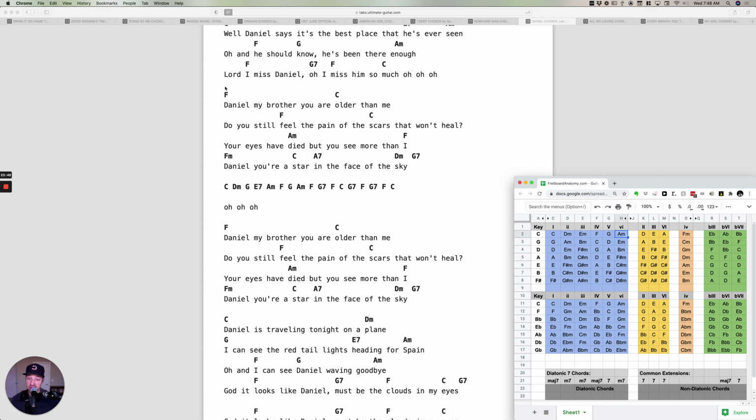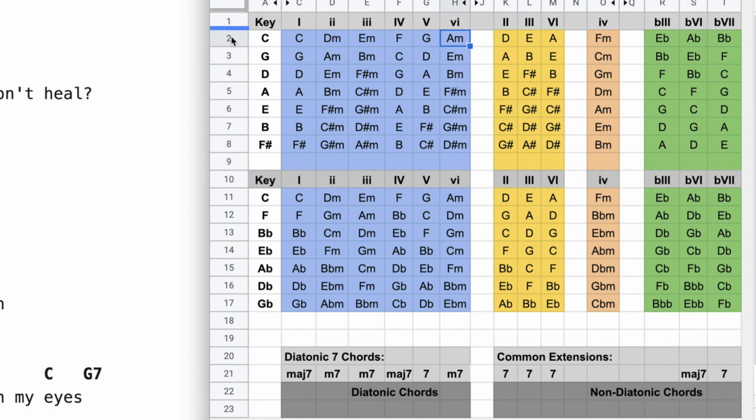You're a star. In the face of the sky. That A7 is not inside our key of C. We borrowed that chord. This is dominant 6 or 6 major, and it does the thing we've been talking about where this A chord pulls to the D minor. Here's A as the 5 chord in the key of D. Same way, A7 pulls over to D minor. Whoa, cool. So that is that idea of secondary dominance or borrowed chords.